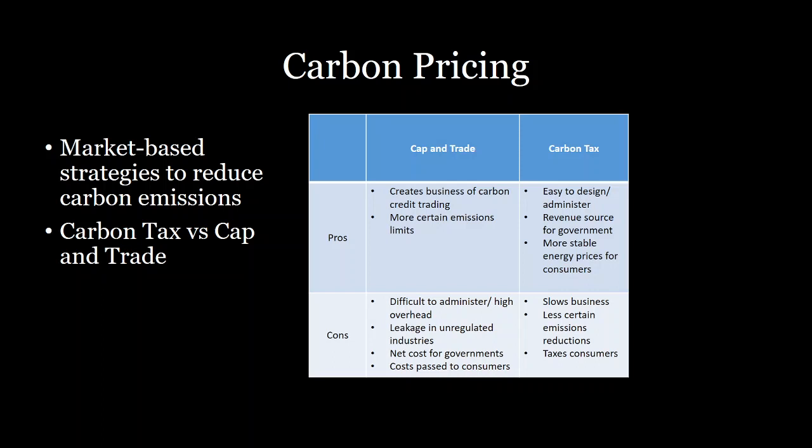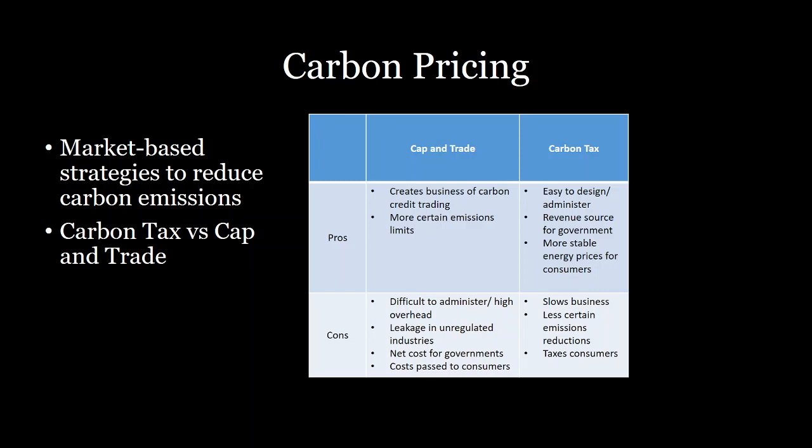Additionally, the amount of carbon emissions is a little bit more certain than for a carbon tax, although there are a number of good examples for how much the emissions reduction would be for a carbon tax. But by setting a cap, you have it a little bit more certain. The downside is that cap and trade programs can be very difficult to administer. They have a large overhead because you need a large government agency in order to enforce these concepts.